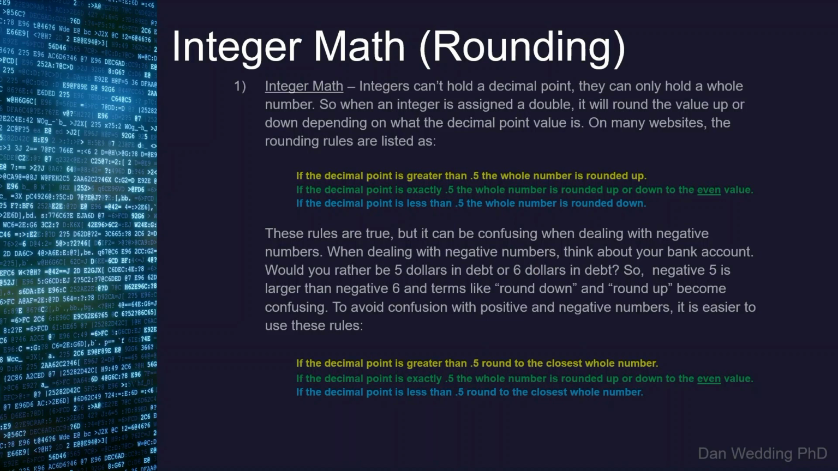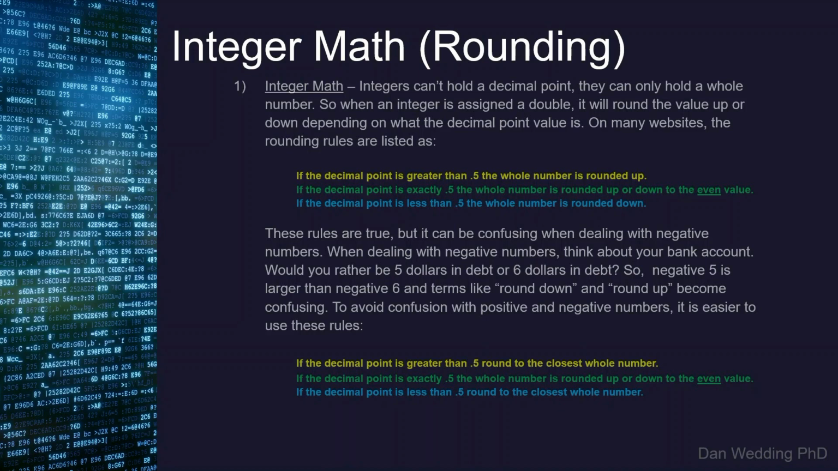If the decimal point is exactly 0.5, the whole number is rounded up or down to the even value. If the decimal point is less than 0.5, the whole number is rounded down. These rules are true, but it can be confusing when dealing with negative numbers. When dealing with negative numbers, think about your bank account.